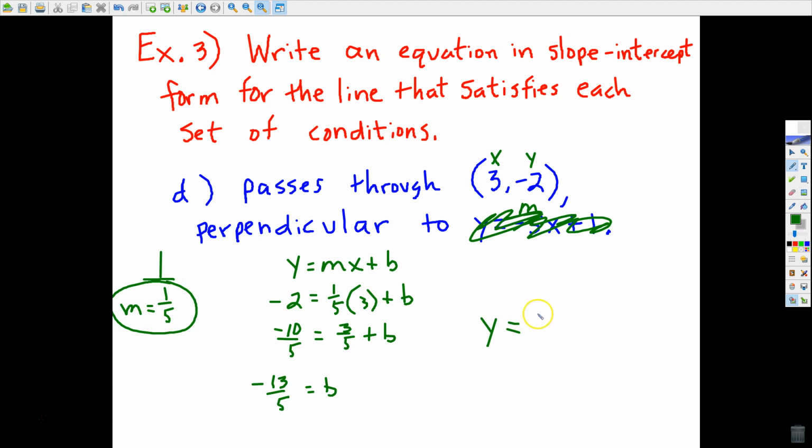y equals mx plus b, with b being negative 13/5. And that is it. And that's what we're going to be doing on your assignment. So if you watch this and you still have questions, just let me know.